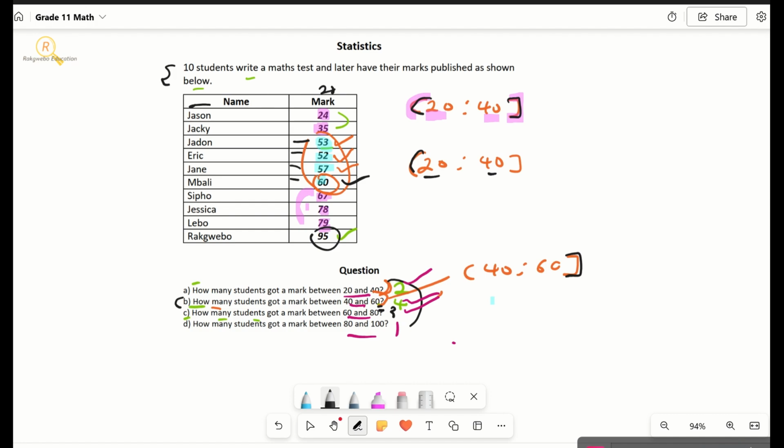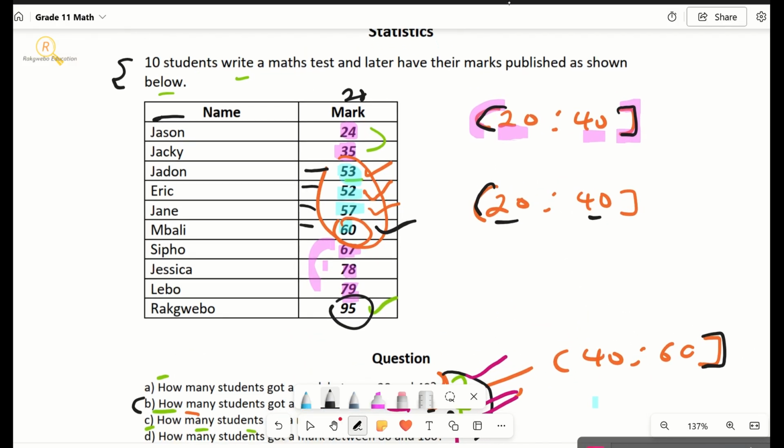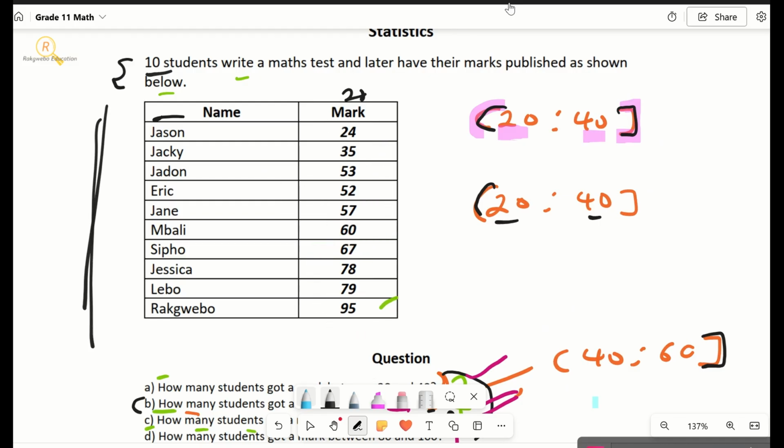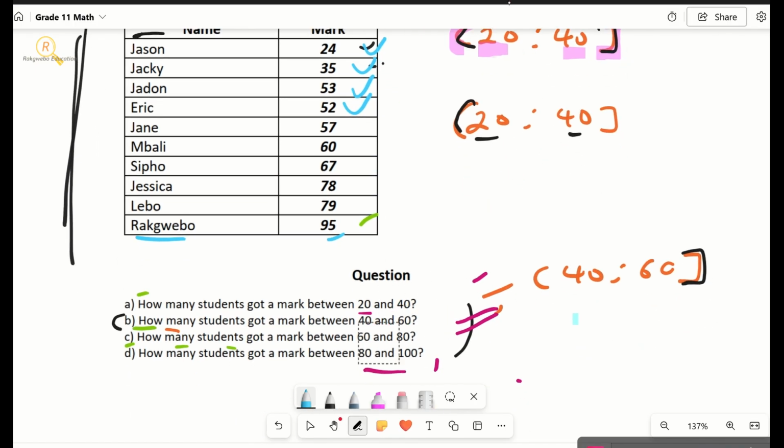So now I always use examples in my sessions when I explain concepts. So we're going to use this example. We're taking this data: 10 students write a maths test, and they later got their marks published on some notice board. So you've got 10 learners here. Here are the names, and then these are the respective marks. So this learner got 24, 35, 53, 52, and so on. And the highest performing learner got 95. So it's 10 learners, each mark out of 100. Okay, fine.